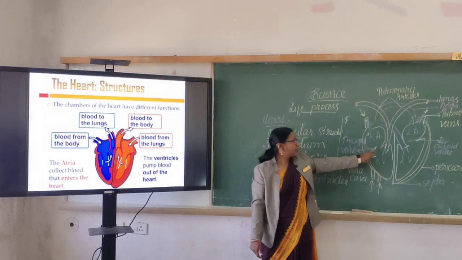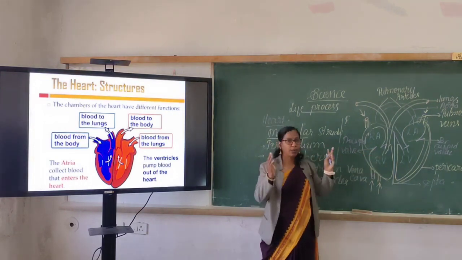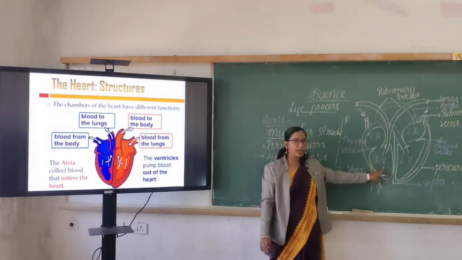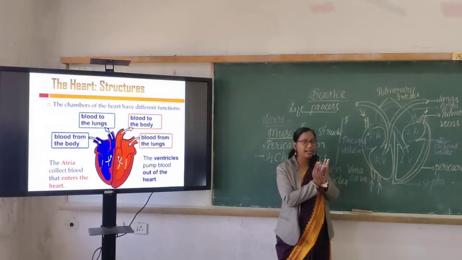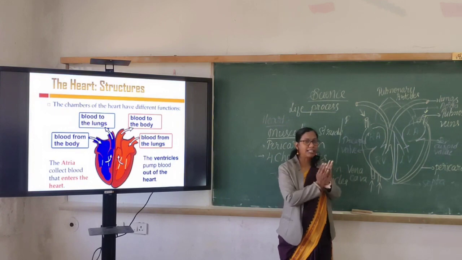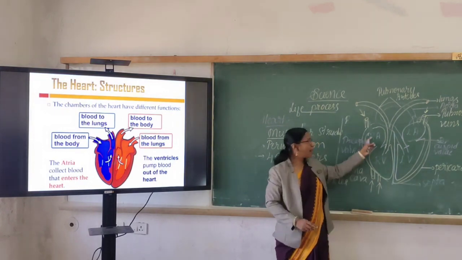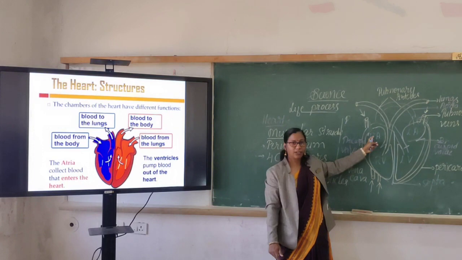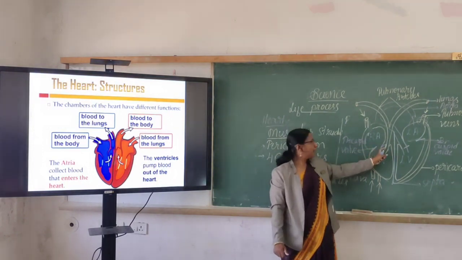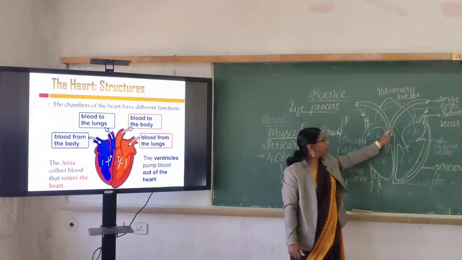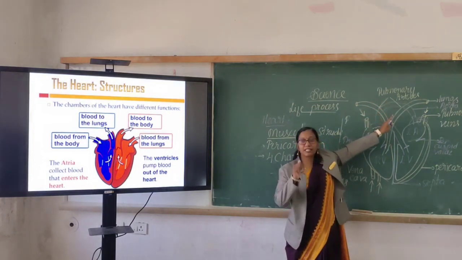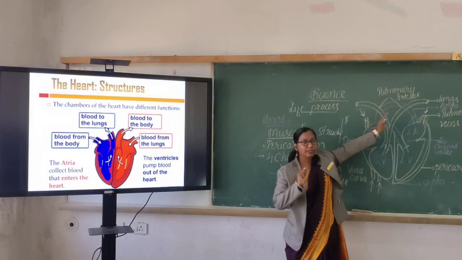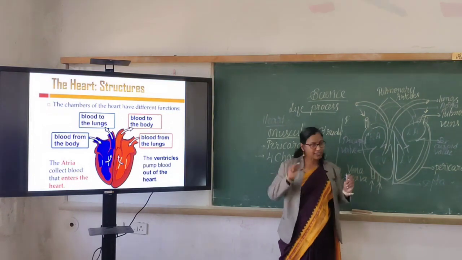From the right atrium, when it contracts, the blood will be pushed towards the right ventricle, and when the right ventricle is contracted, where will the blood go? Will it go back? No. Where will it go? It will go to the pulmonary arteries. The pulmonary arteries will take the blood to which part? The lungs. What happens in the lungs?